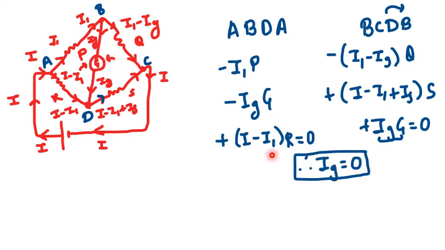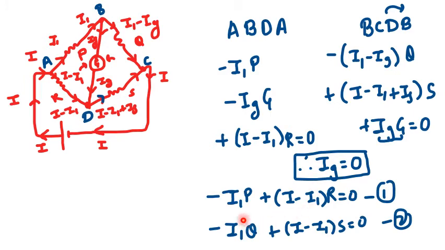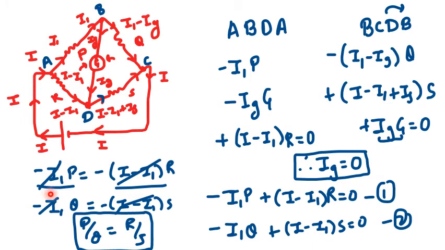So basically we have to find out the condition when Ig equals 0. So we'll put Ig as 0 in both these equations. Both equations will shorten to minus I1P plus (I minus I1) into R equal to 0, because Ig is 0. And the second equation will reduce to minus I1Q plus (I minus I1) into S equal to 0. So dividing both these equations, I1 will cancel out and (I minus I1) will cancel out. So the condition is P by Q equal to R by S.